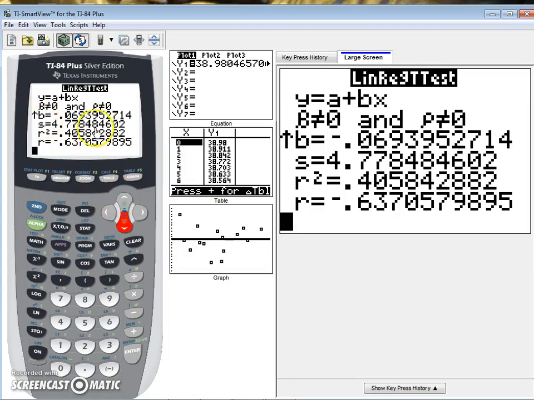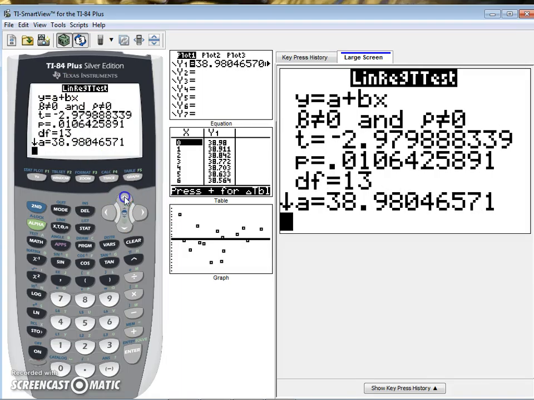It gives us our standard error like we did with Barbie Bungee. It gives us our slope. What we really want is the p-value and the t. Remember I said the t was negative 2.98. Well, this is it. And the probability of getting a value that extreme is 0.01, which makes sense because it's almost 3 standard deviations from the average.